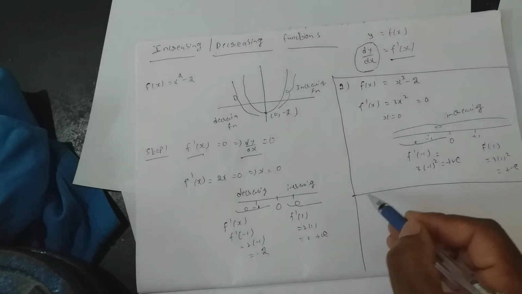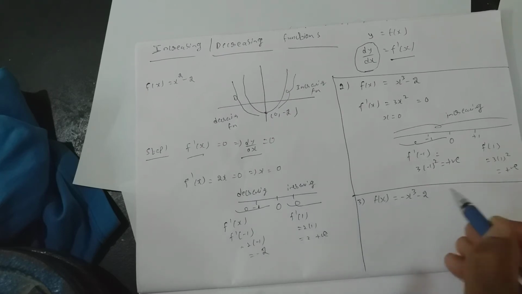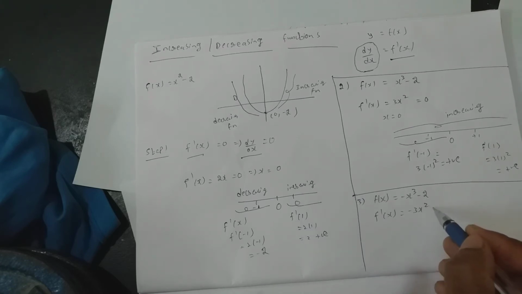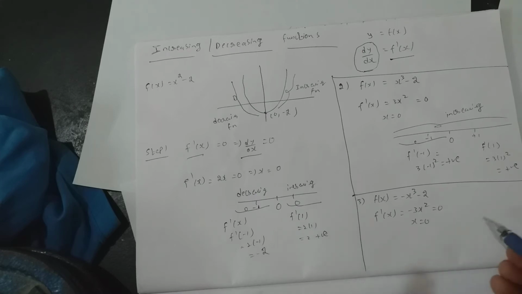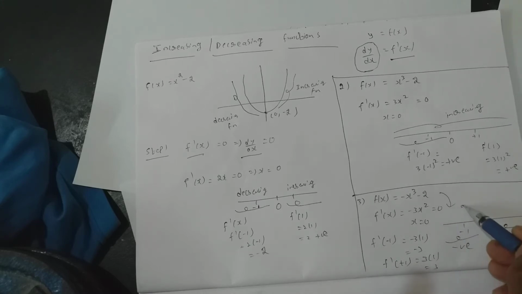And one more example: if the same function had been minus x cube minus 2, then f dash x, how much will I get? Minus 3x square equal to 0, so my x is 0. Again the number line, 0. If I take minus 1, f dash of minus 1, my answer is minus 3 into plus 1, minus 3, it is negative. Now f dash of plus 1, minus 3 into plus 1, I get minus 3 only. So here also I got negative. That means this function is always decreasing.